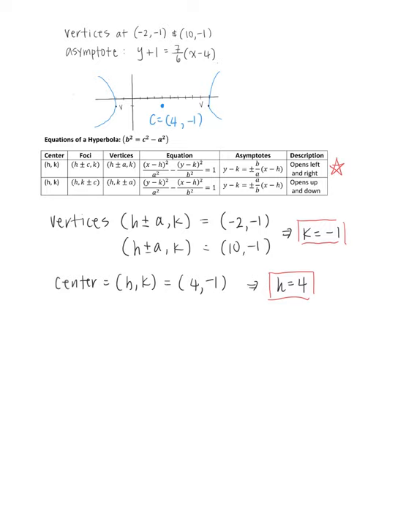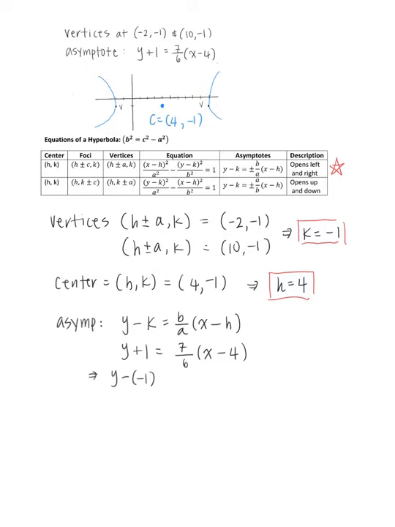So let me just write that out. We know that the asymptote formula is going to be y minus k equals, well, in this case, it looks like we're given positive 7/6, right? So let's just keep it as b over a times x minus h. Okay, so now what do we have? Right now we have y plus 1 equals 7 over 6 times x minus 4, because h is 4.